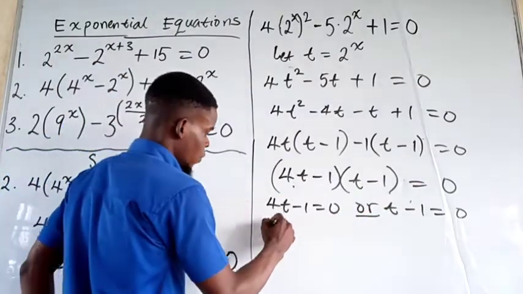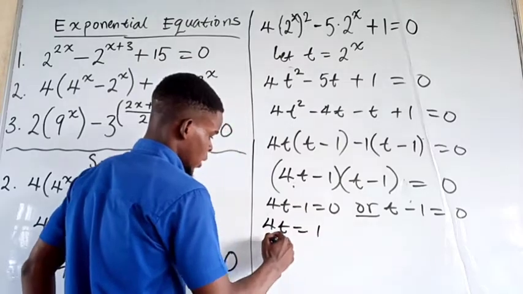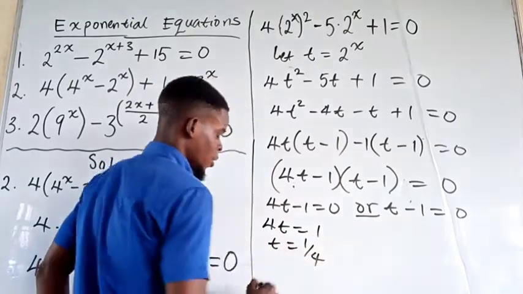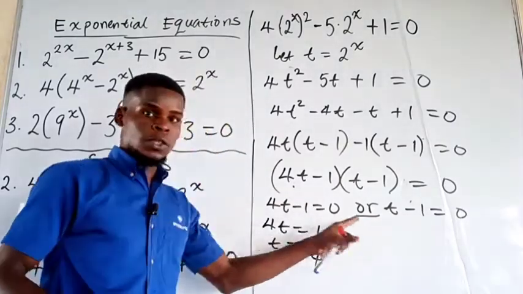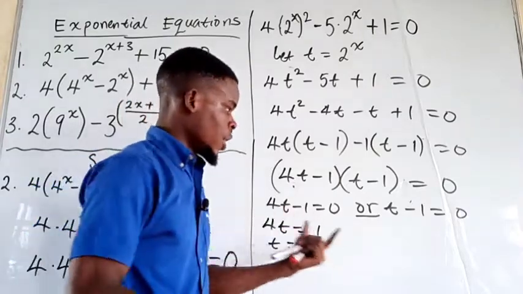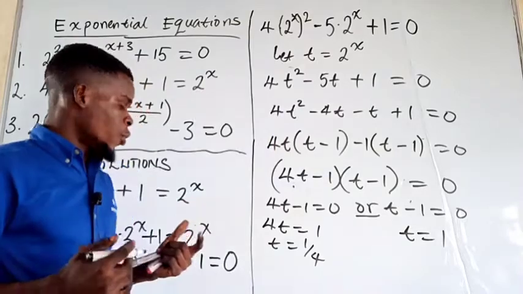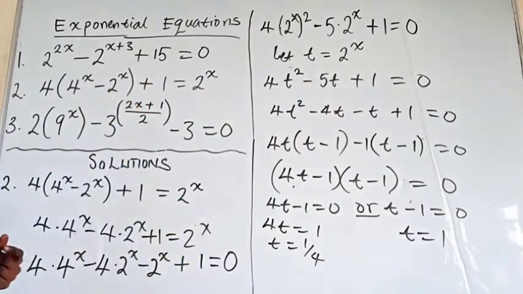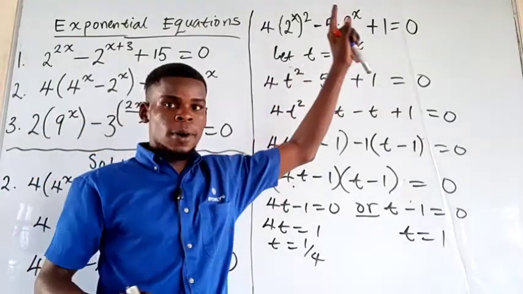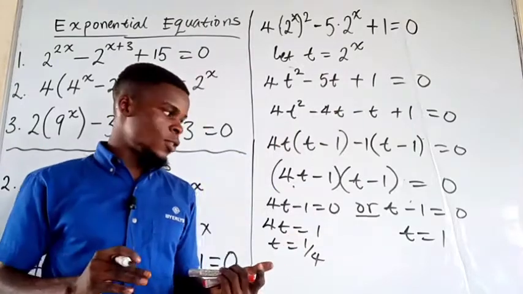So this is 4t is 1, and then t is 1 over 4. Alright, so we'll move on to the right hand side, divide both sides by 4. Here, that means t is 1. You recall that we made a statement earlier, let t be 2 to the power of x. So we make a backward substitution.